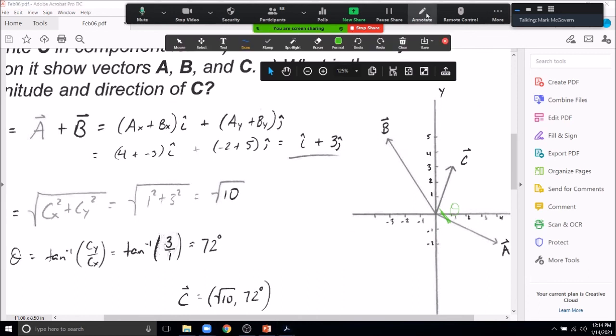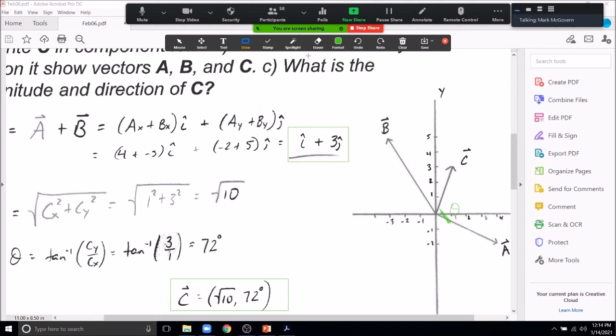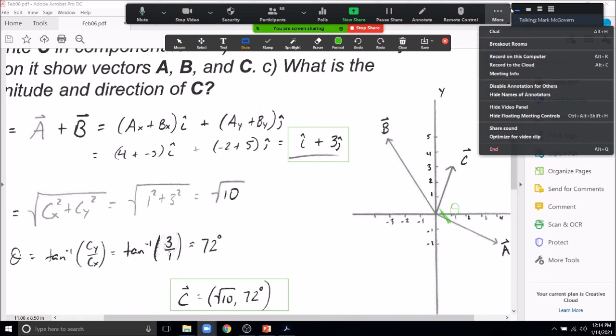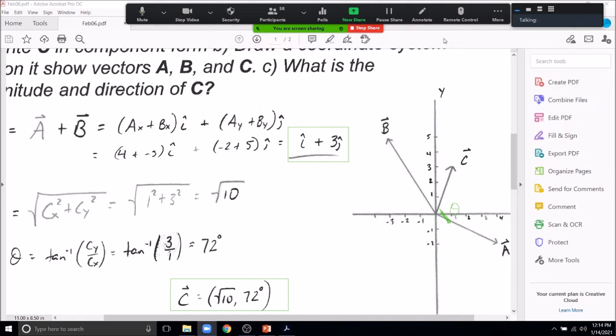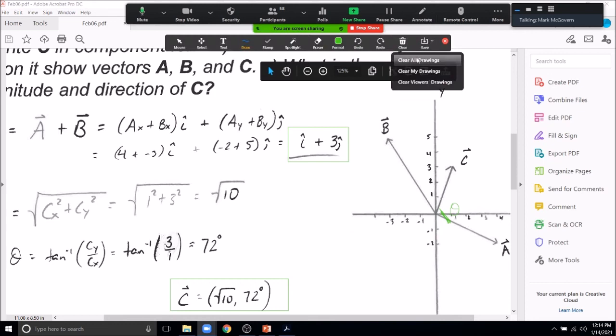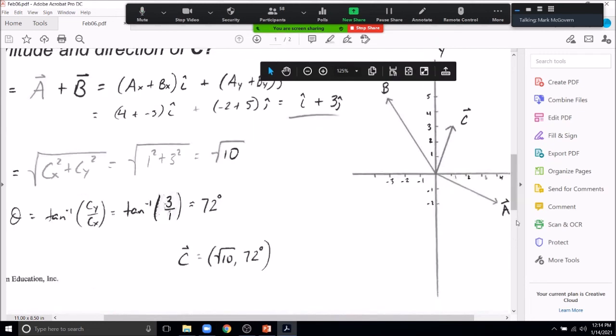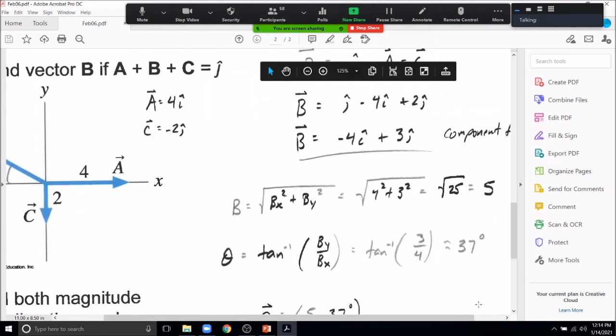And it turns out that these two things here, by the way, i hat plus 3 j hat and radical 10 and 72 degrees, these are identical. These are two different ways to express the same thing. One is component format and one is the magnitude direction format. Okay, let's do this last example now. Let me zoom out.